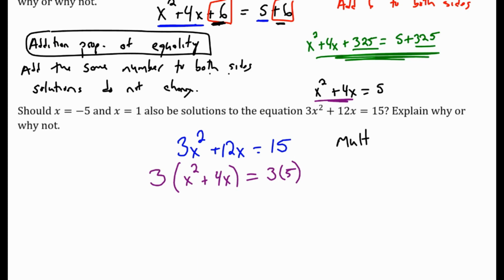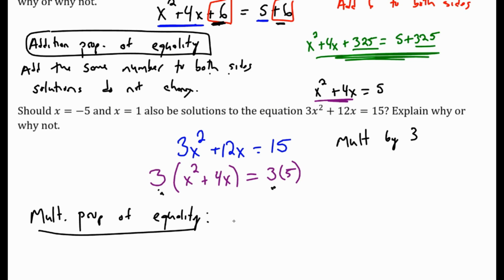And I also used the distributive property, but that's okay. We multiplied both sides by 3. Well, take a second and guess what this property is called, saying I can multiply both sides by the same number. Hopefully, you thought it was the multiplication property of equality. If I have a statement of equality, I can multiply both sides by any number I want, except 0. And I'm going to preserve the solution set.